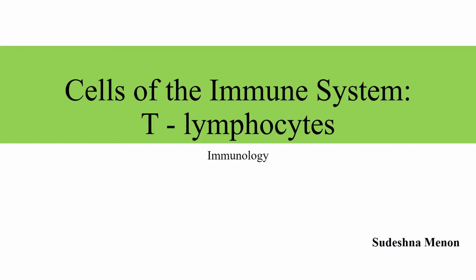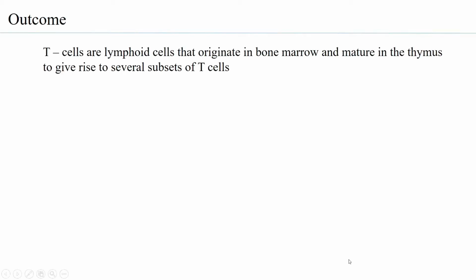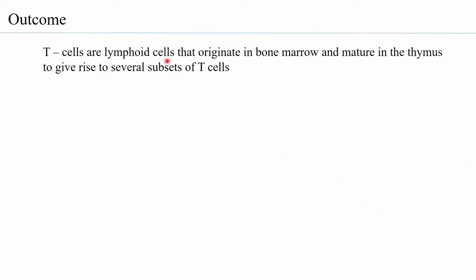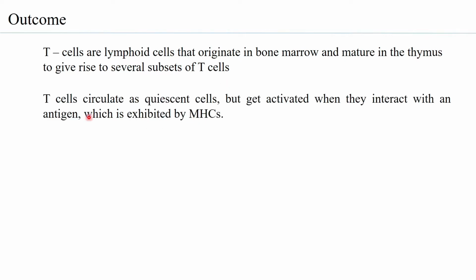So let us look at the learning outcomes of the session. The T cells are obviously lymphoid cells, just like the B cells are, and they originate in the bone marrow just like B cells, but the B cells mature in the bone marrow and the periphery, that is the secondary lymphoid organs, while the T cells are specifically maturing in the thymus gland. And the development and maturation of the pre-T cells gives rise to several subsets of T cells.